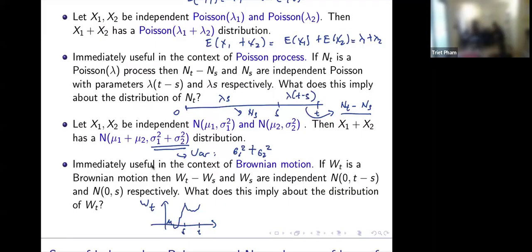So Ws is the displacement of the particle from time 0 to time s, and Wt minus Ws is the displacement, let's say it moves down here, of the random variable from time s to time t. Wt minus Ws is negative here, the Brownian motion has moved down. But if you add them together, then you should get the total displacement from time 0 to time t.